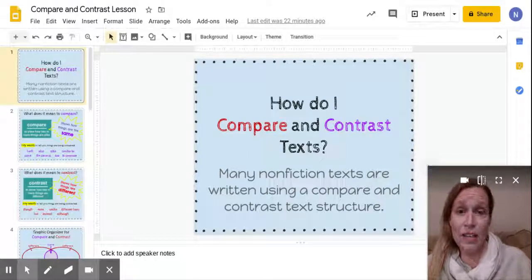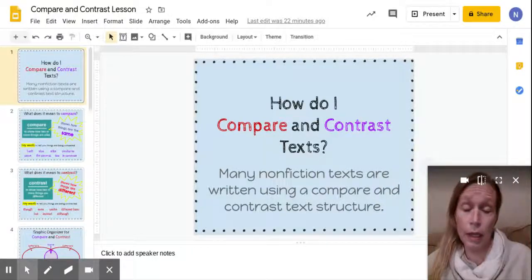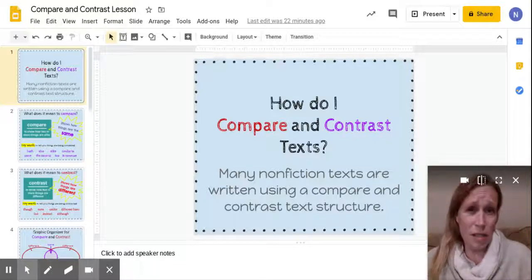Hi guys, so today I'm going to teach you about our last type of nonfiction text structure, and that is compare and contrast. So how do I compare and contrast texts? Many nonfiction texts are written using a compare and contrast text structure. What does compare and contrast mean? Let's take a closer look.